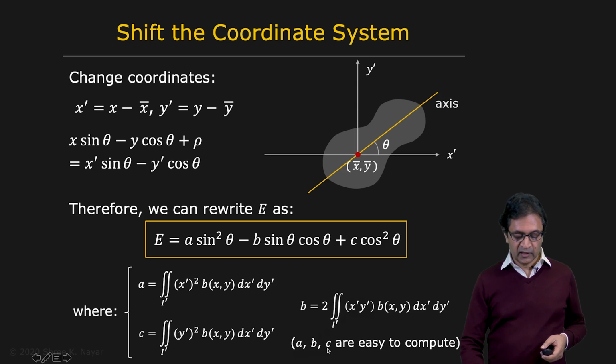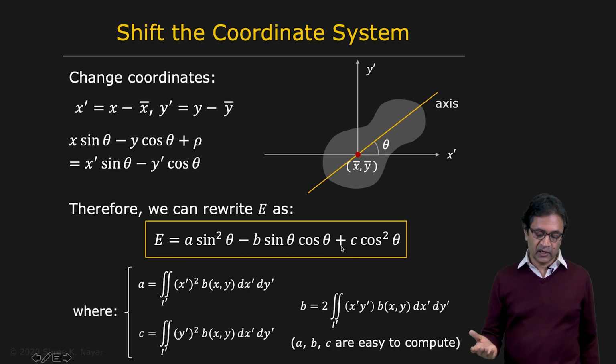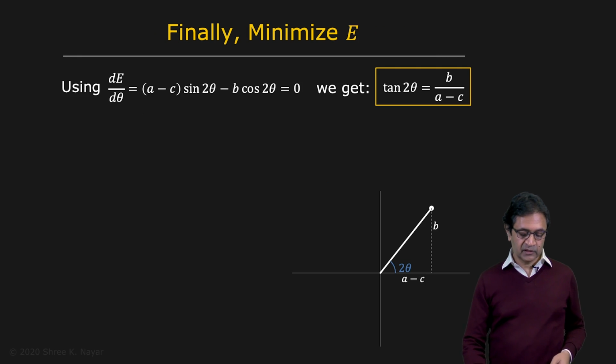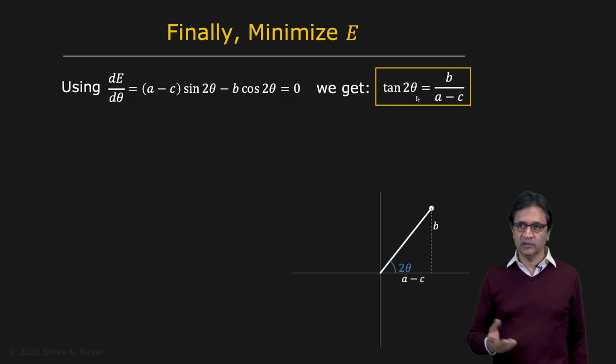So A, B, and C are easy to compute given any image. You just integrate over the image all of these different expressions. You get A, B, C, you plug that in here, you get a simple expression for E. But we're not done, because we have to find theta. And so now you find the derivative of E with respect to theta and set that equal to 0. You get a very simple expression here in terms of A, B, C, and theta, and that gives us tan 2 theta is equal to B divided by A minus C. Simple expression.